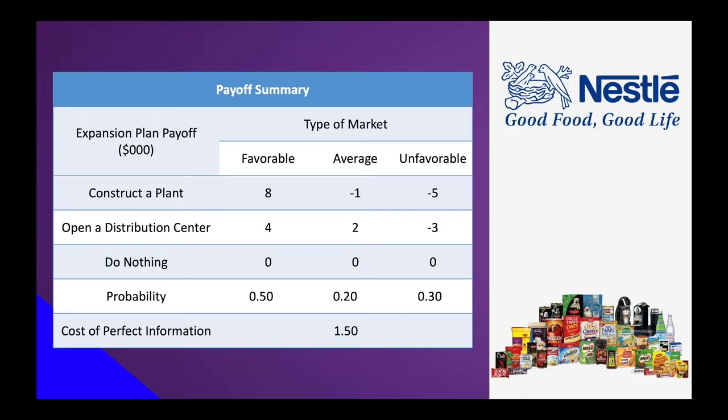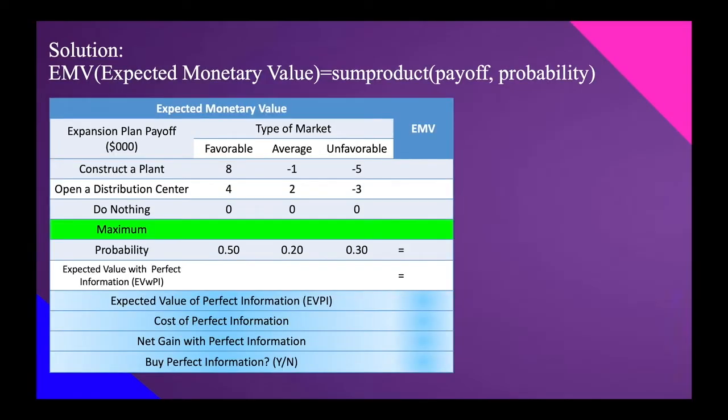They can decide right away using maximax, maximin, or whatever criterion. But they have the cost of perfect information of 1.5. They have the possible information. Now, this is what needs to be solved first: the expected monetary value for the perfect information, whether they will get it or not.